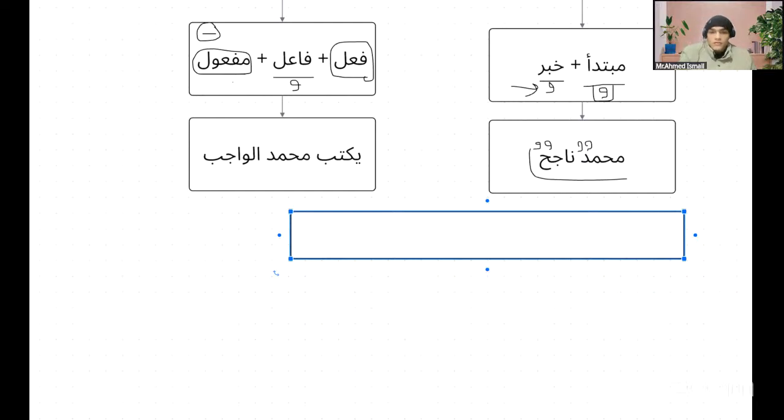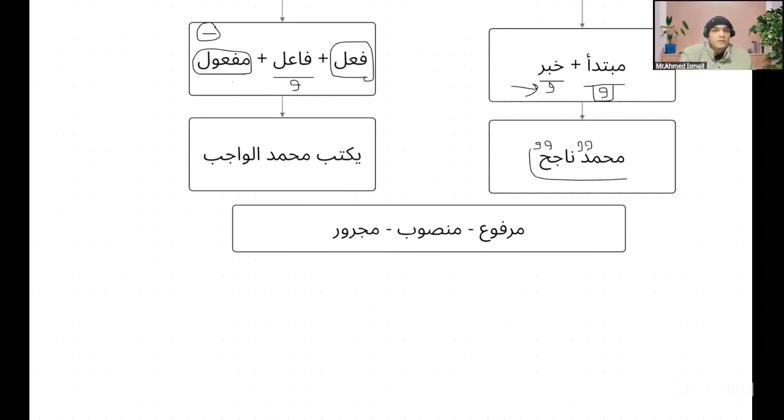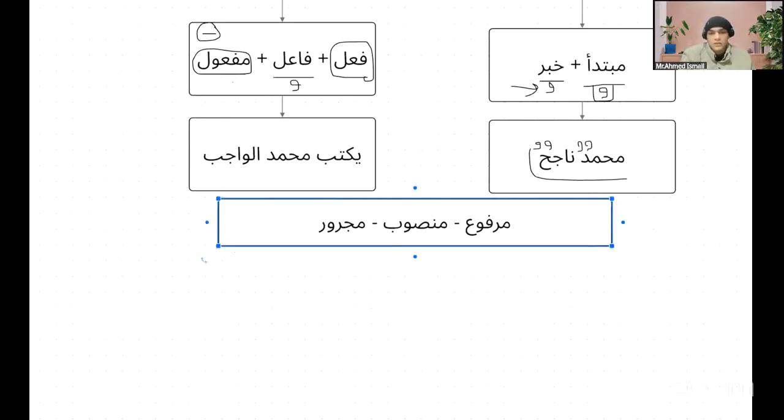We should know the meaning of every one of those three. Why? Because the marfu' usually has dhamma at the end of it. Usually, guys, I just say usually because we will have other ways or other signs for that. And the mansub usually has fatha above it. And of course, I mean on the last letter. I am just speaking now about the last letter. And the majroor usually has kasra at the end of it.